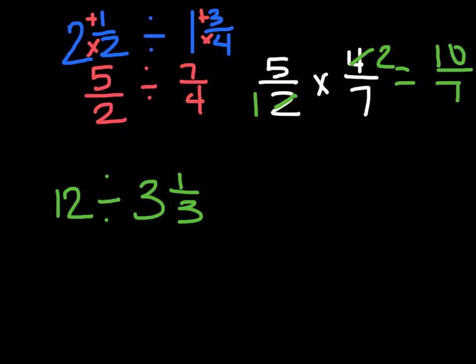You can leave it as 10 sevenths as an improper fraction, or you could rewrite it as a mixed number. 7 goes into 10 one time. There are 3 left over, so 1 3/7.